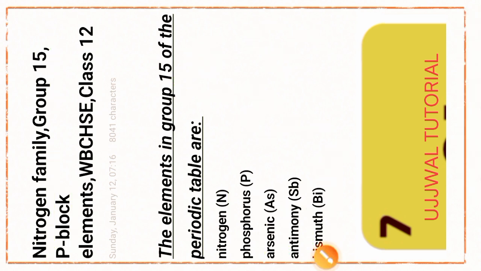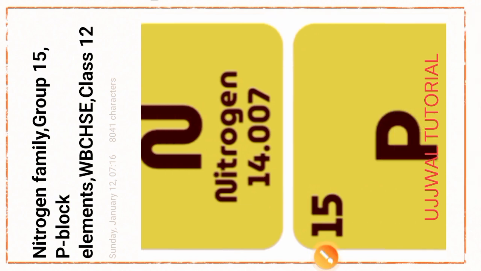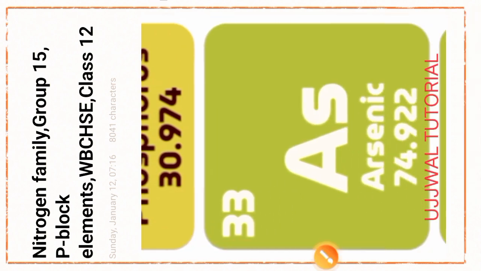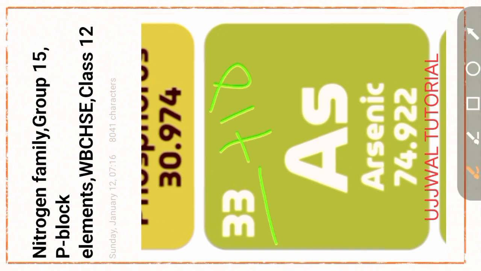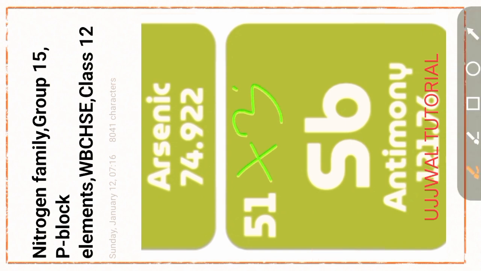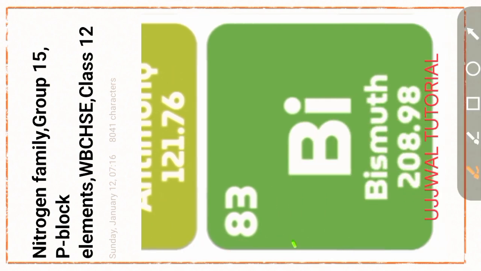At first, the atomic number of nitrogen is 7, adding 8. The atomic number of phosphorus is 15. Adding 18, the atomic number of arsenic is 33. Adding 18, the atomic number of antimony is 51. Adding 32, the atomic number of bismuth is 83.